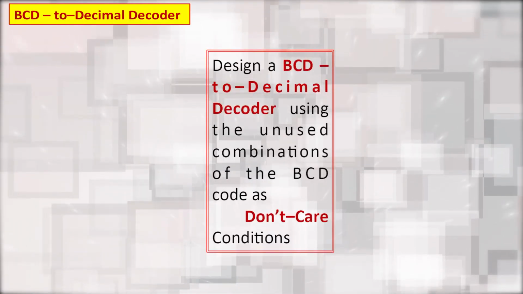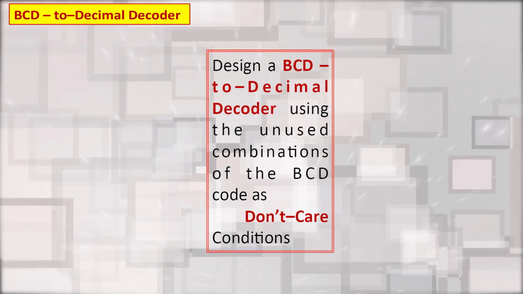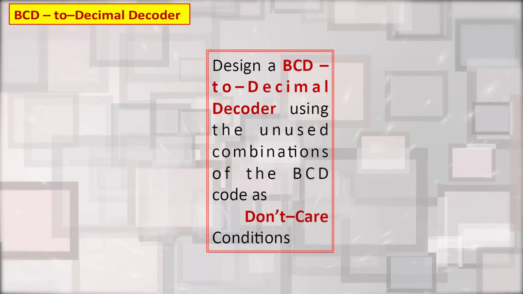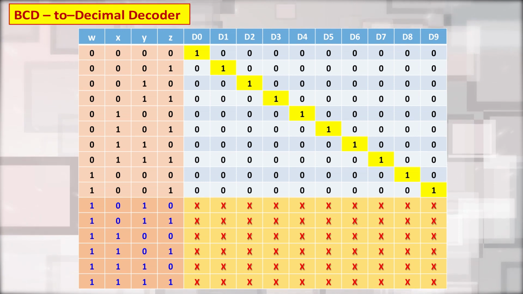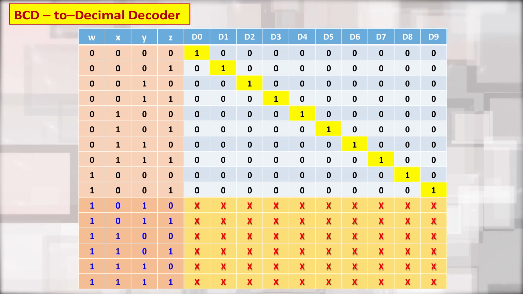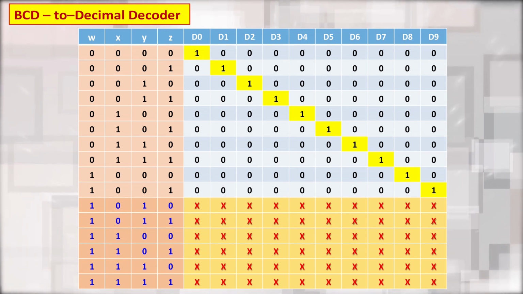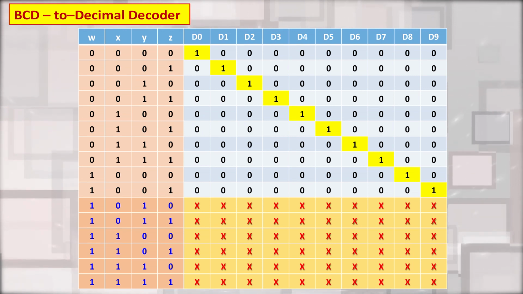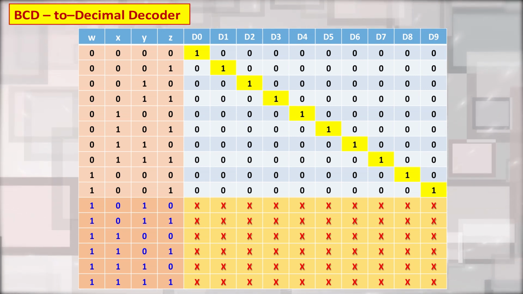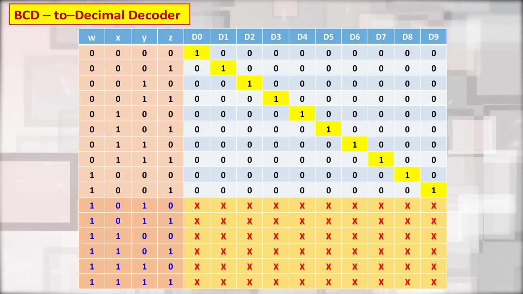and also for driving fluorescent and gas discharge displays. To design a BCD to decimal decoder, we use the unused combinations of the BCD code as don't care conditions. First, we will see the truth table. Consider 4 BCD inputs as W, X, Y, Z and 10 decimal outputs D0, D1, D2, D3, D4, D5, D6, D7, D8 and D9.